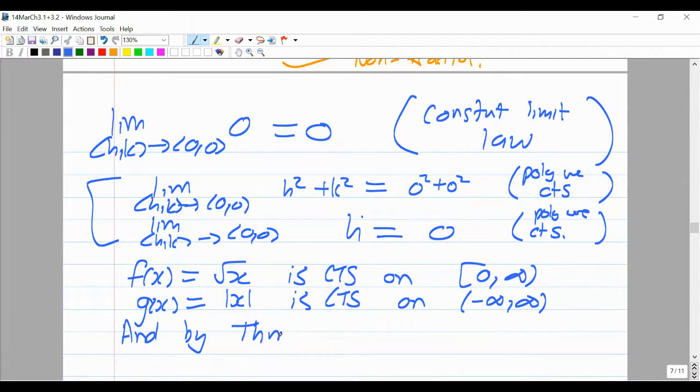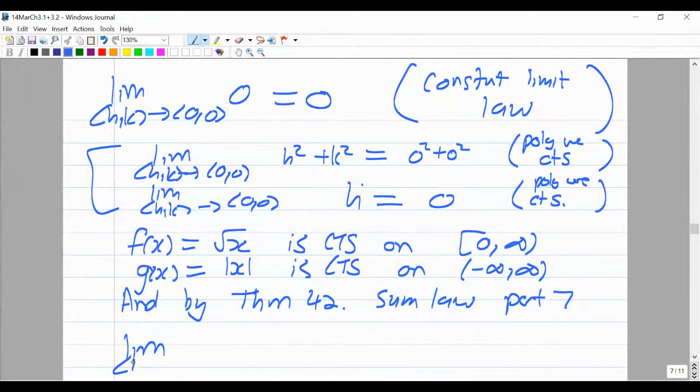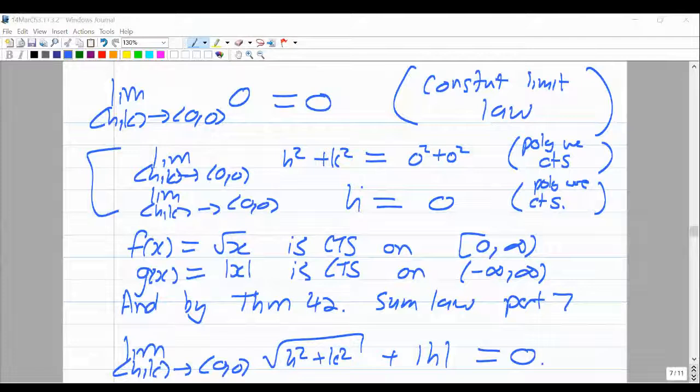And so we can say, by theorem 42, that is the sum law. And I believe theorem 42, it's part 7. Let me just double check. So theorem 42, part 7: if you compose continuous functions with continuous functions, we see that the limit as (h,k) approaches the origin of the square root of h squared plus k squared plus the absolute value of h is equal to 0. Are we in business? Why are we in business? Anybody?